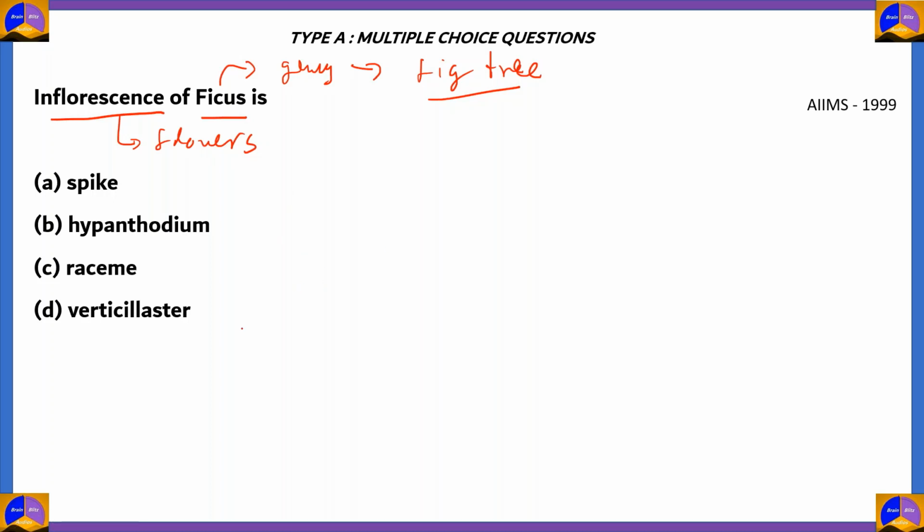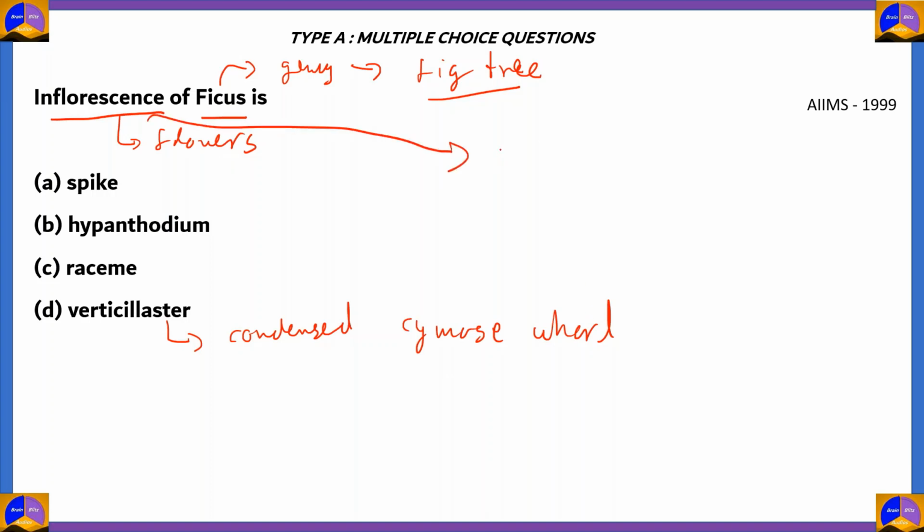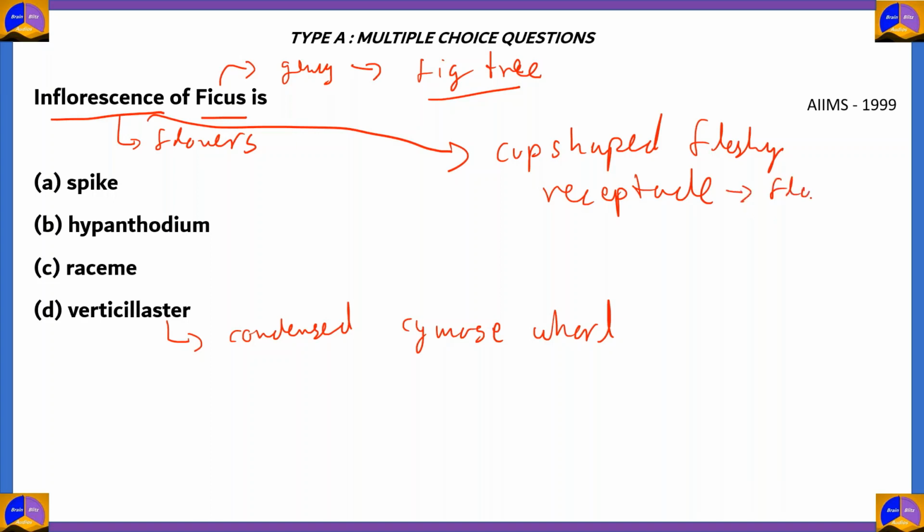Option D, verticillaster. Verticillaster inflorescence contains condensed cymose whorls. However, the inflorescence of Ficus is cup-shaped, and it's a fleshy receptacle. And the flowers are inside this fleshy receptacle. So option D, verticillaster, is incorrect.